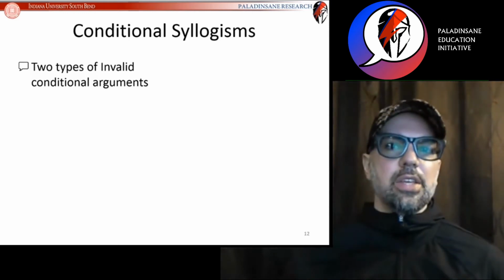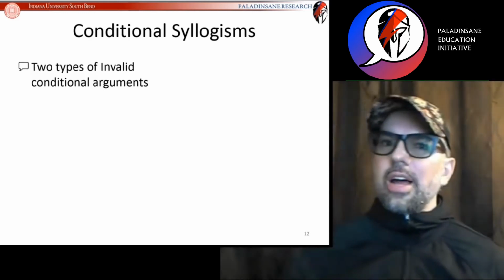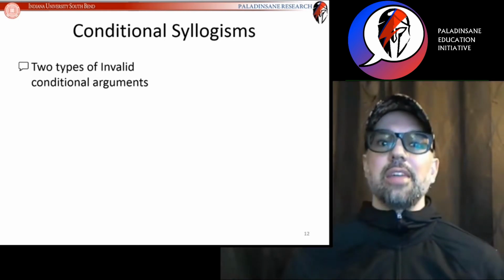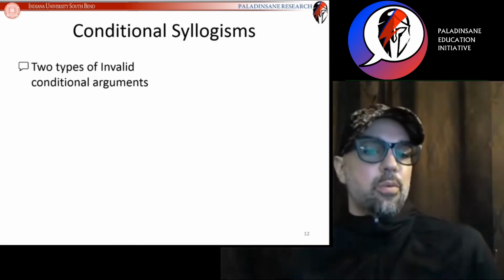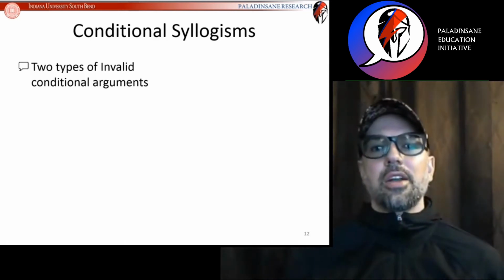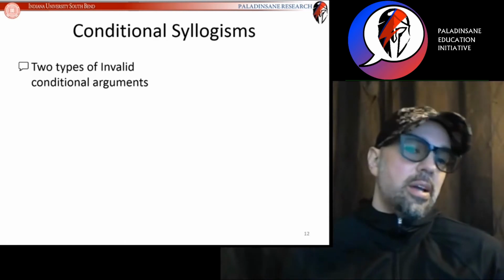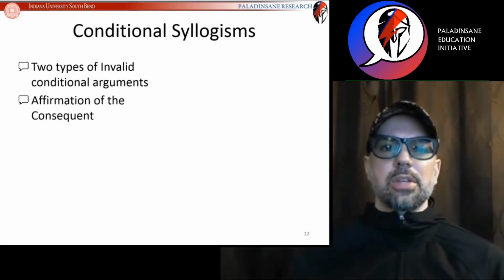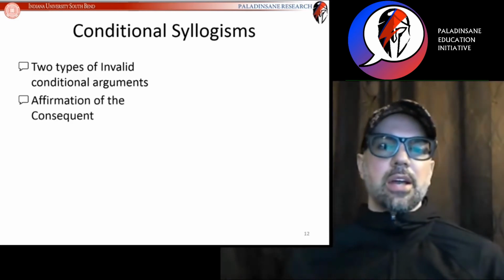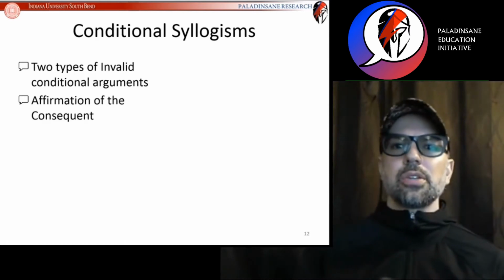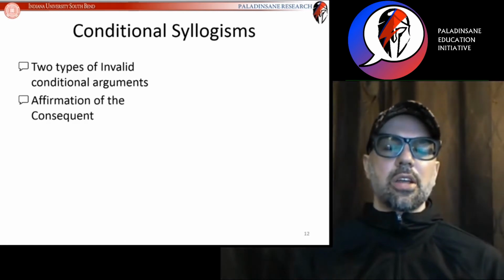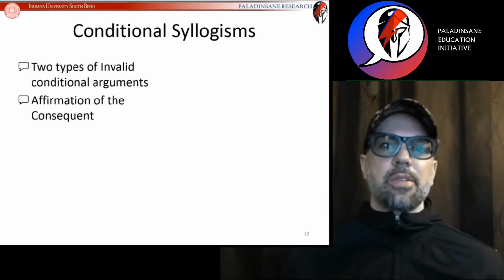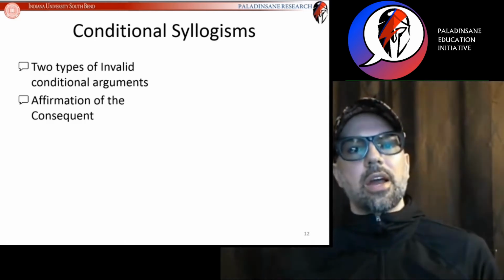So let's take a look at these 2, and you can ask yourself and self-reflect, have you ever made these invalid arguments yourself? Have you ever made these errors on your own? And chances are, if you're human, the answer is yes. So let's take a look at what these invalid arguments are. So first we have affirming the consequent. And one thing that you'll notice is that these invalid conditional arguments don't get the fancy Latin names. Fancy Latin names are only for the valid arguments. So this is affirming the consequent.